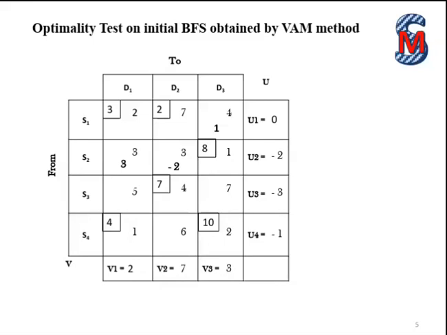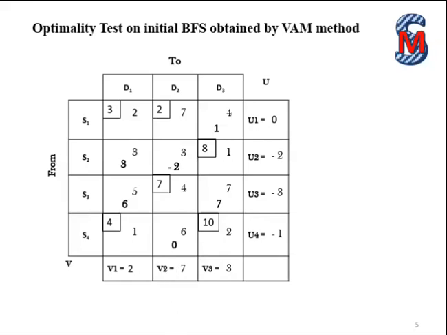Now the next unoccupied cell S3D1 with cost 5. Its U plus V is minus 3 plus 2, minus 1. 5 minus of minus 1 will make it 6. So its Dij is 6. Now the next unoccupied cell S3D3, 7. U3 plus V3, minus 3 plus 3, 0. So 7 minus 0 is 7. 7 is its Dij. Now the last unoccupied cell, S4D2 cell with cost 6, adding its U and V, minus 1 plus 7, 6. 6 minus 6 will make it 0.